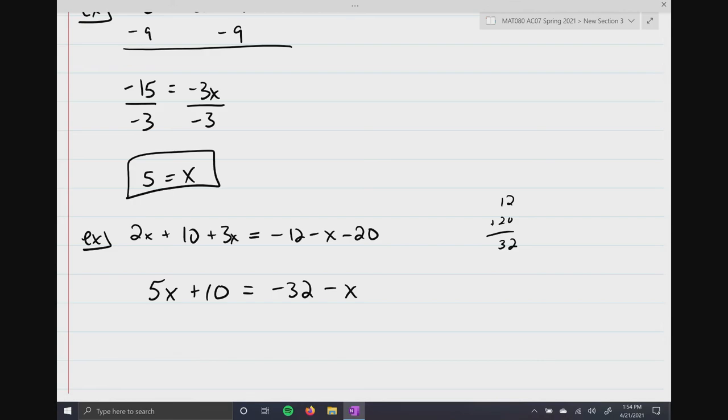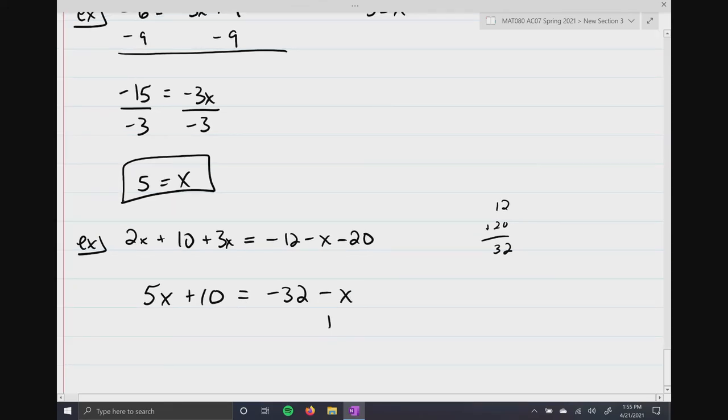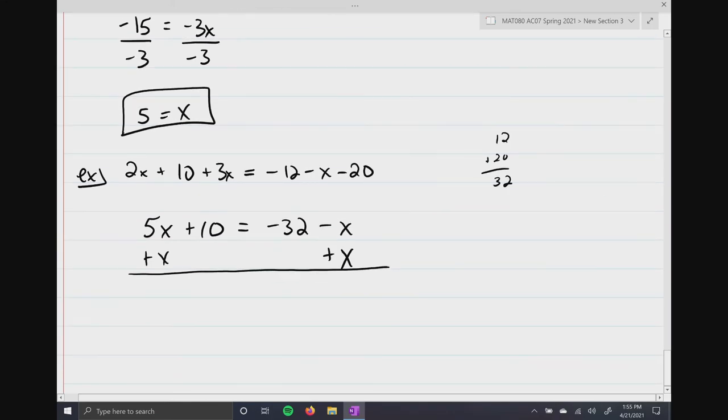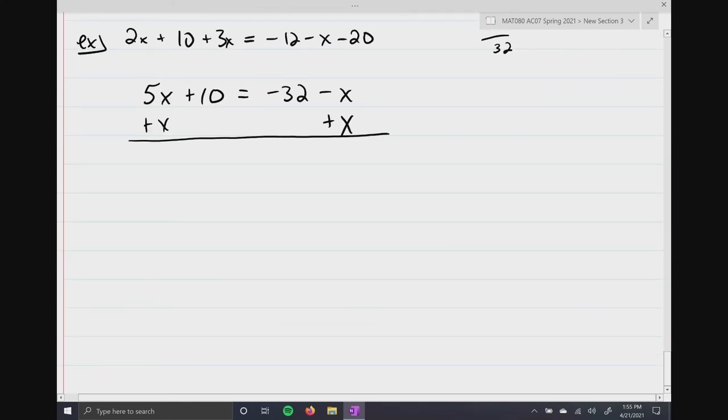Now, for me to move negative x from the right-hand side of the equation to the opposite side, I have to add. In other words, I look at the sign in front of the number or in front of the variable, and I just do the opposite operation. So since it's minus x, I'm going to add x to both sides. And I only do one step at a time. So I come straight down. 5x plus x is going to be 6x plus 10 equals negative 32.